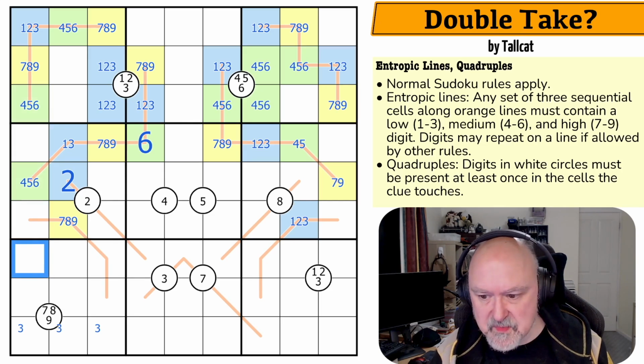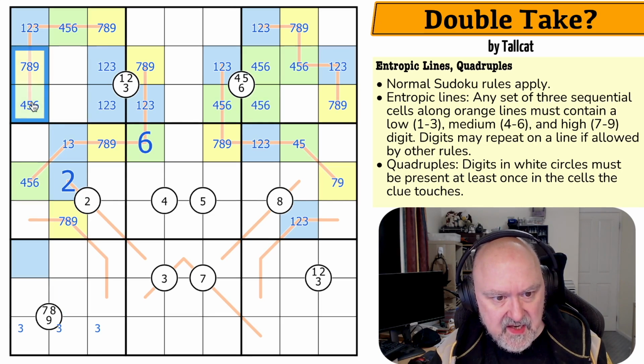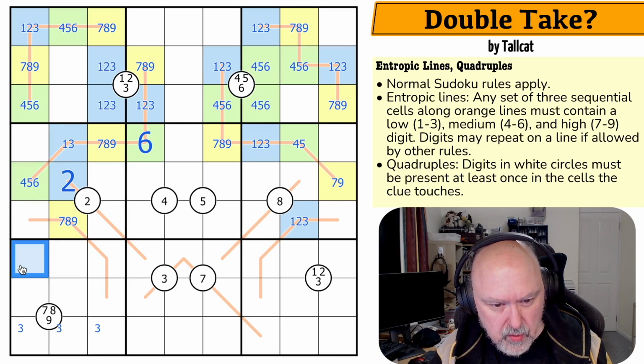So this must be low because it can't be high, and it can't be medium because there's a medium in here, which will be all of the medium. This is a low. Okay.